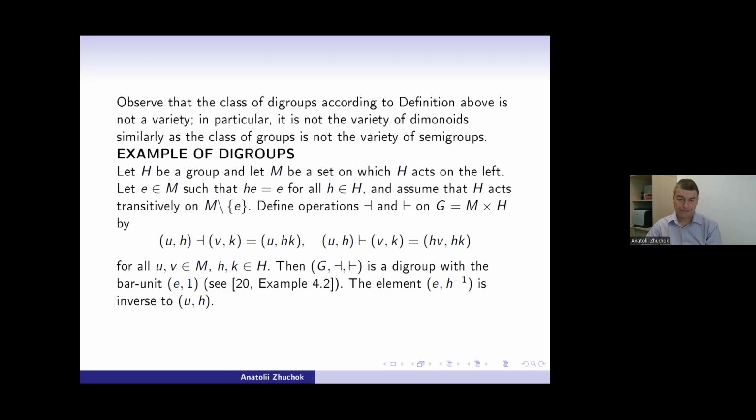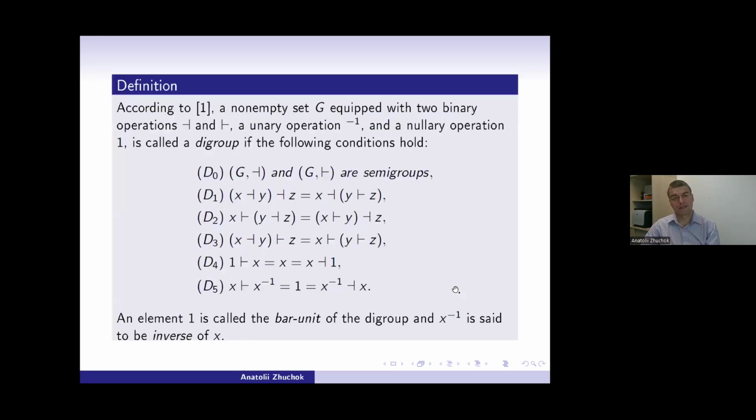Then we have an example of our D-group, and the bar unit is (e, 1), and the inverse element for (u, h) is (e, h^-1). Okay.